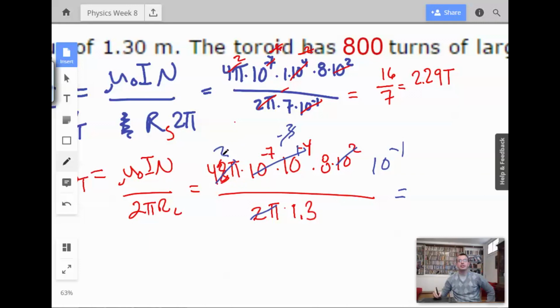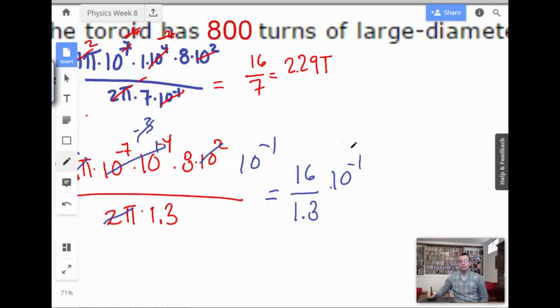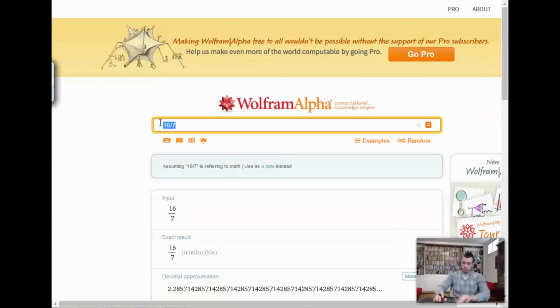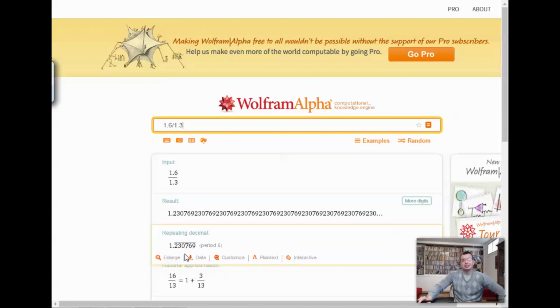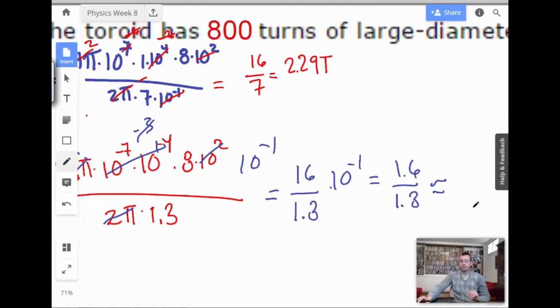Then we're going to have 2 times 8, which is 16 again, but this time over 1.3, times 10 to the negative 1st. Which is going to be 1.6 divided by 1.3, which gives 1.23, repeating with a period of 6. That kind of makes sense, because you're going to have a stronger magnetic field towards the center, where the magnetic field lines are closer together.